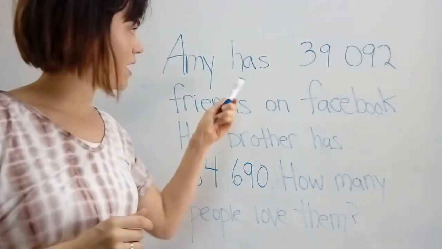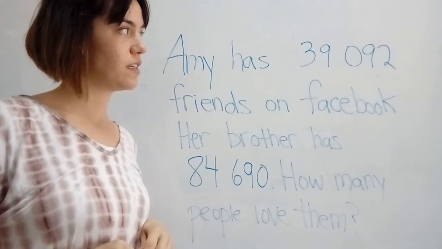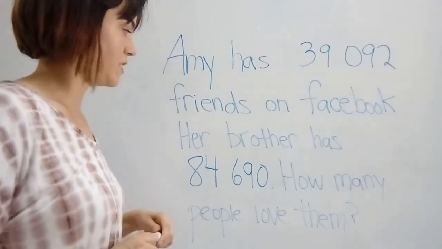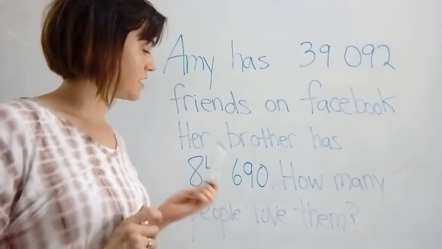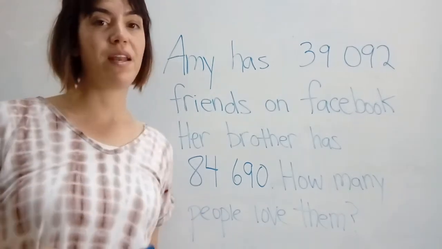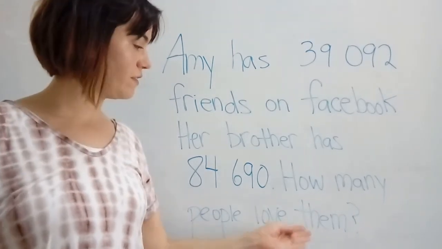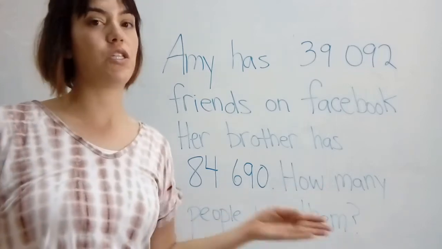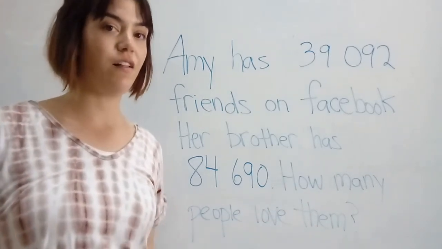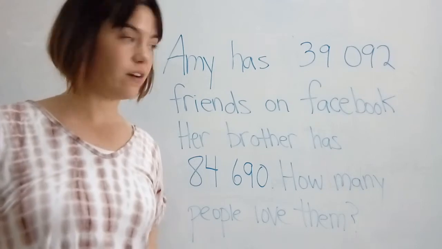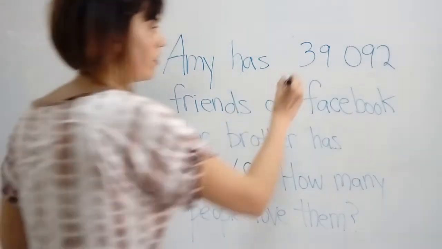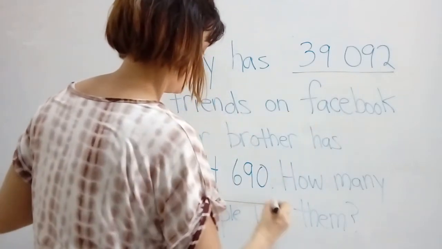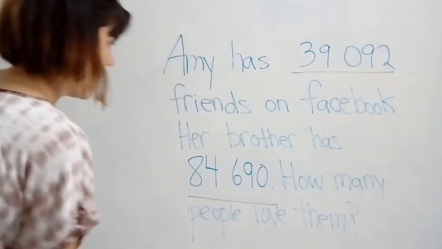Now, Amy has 39,092 friends on Facebook. Her brother has 84,690. How many people love them? I could have said how many people love them in total or in all or all together. So we know we're adding. I underline my numbers and I add.